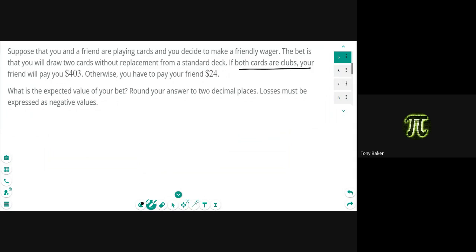All right. So what are the odds that both cards are clubs? We're doing without replacement. So the first, we have 13 clubs out of 52 times 12 clubs out of 51.